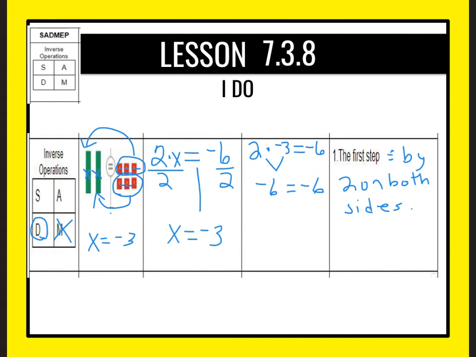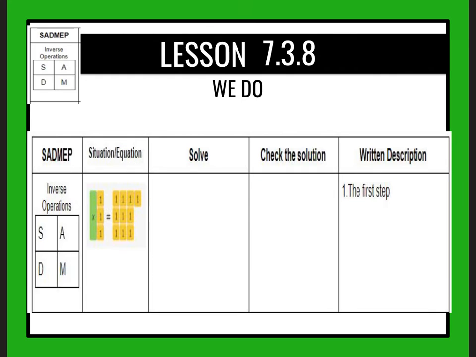Okay? All right, so now we want you to try. Take the time, look at your x, look at your equation, set it up, check your solution, and solve. All right, so now let's go ahead and write our equation. This says that x plus 3, I have 3 ones there, equals, let me see, 4, 5, 6, 7, 8, 9, 10. X plus 3 equals 10.